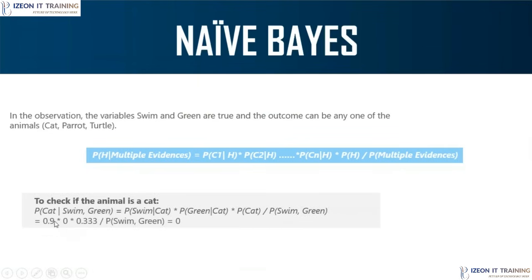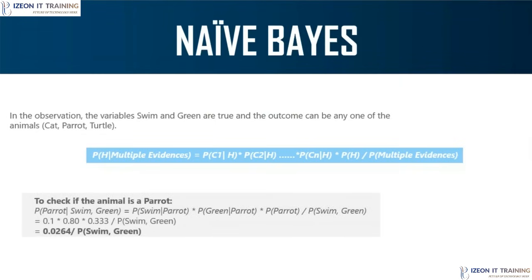Okay. So guys, I know y'all can calculate the probability. It's quite simple. Once you calculate the probability here, you'll get a value of 0, meaning that this animal is definitely not a cat.